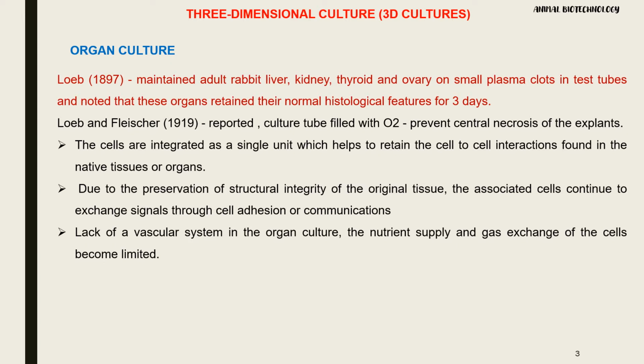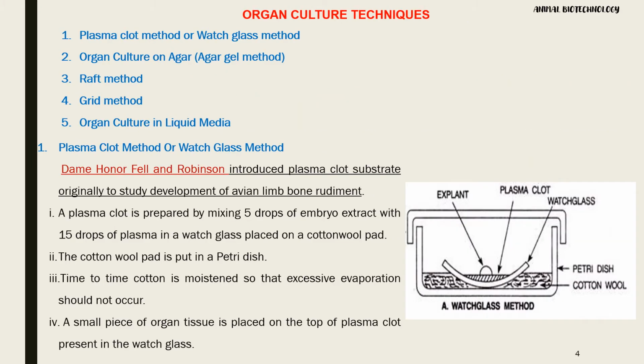Organ cultures are obtained from native tissue. They have the structural integrity of the original tissue, and the associated cells continue to exchange signals through cell adhesion or communications. The different methods used for organ culture are plasma clot method or watch glass method, organ culture on agar, raft method, grid method, and organ culture in liquid media.